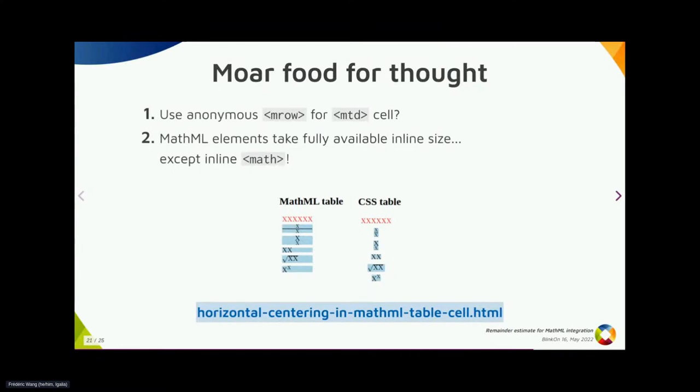And actually, if you do a pure CSS table layout with an inline math tag as a direct child of each cell, you basically obtain the expected layout. So perhaps one option could be to have an anonymous mrow providing the correct size. Of course, this will need deeper analysis, debugging, and discussion, but that's basically the ideas we have for now.